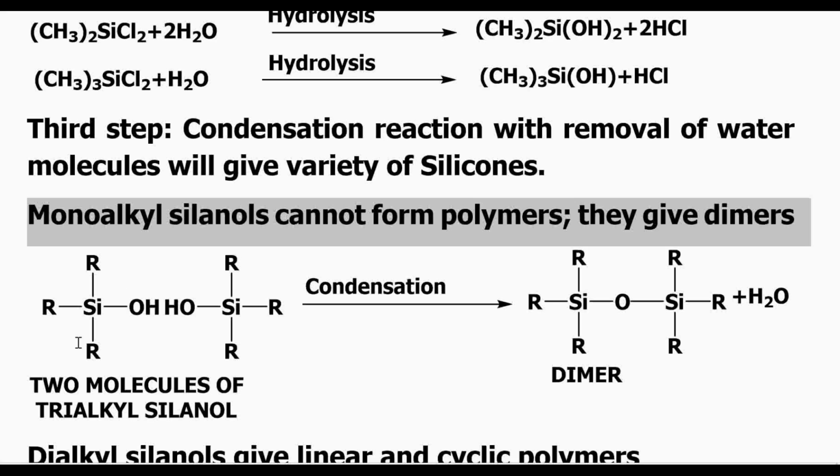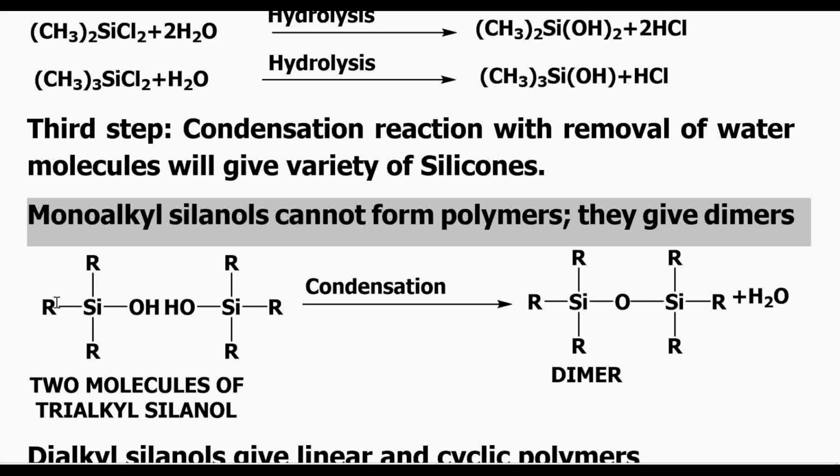This compound can form only a dimer. Let us take a look in the picture, you will understand. You have 2 molecules of trialkyl silanol, the first one and the second one. Now condensation means removal of water molecule. So you have 2 OH groups. Say this H2O goes, then you will get this Si-O-Si link along with release of 1 water molecule.